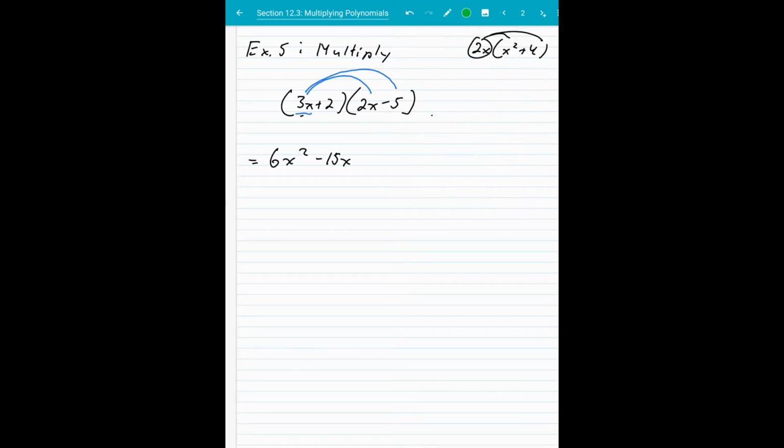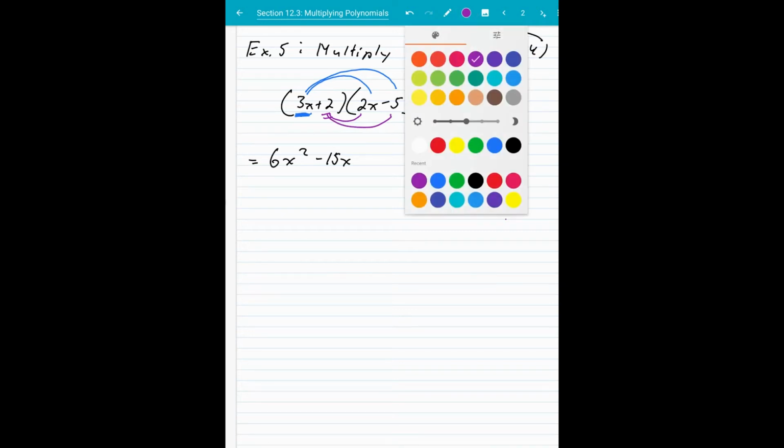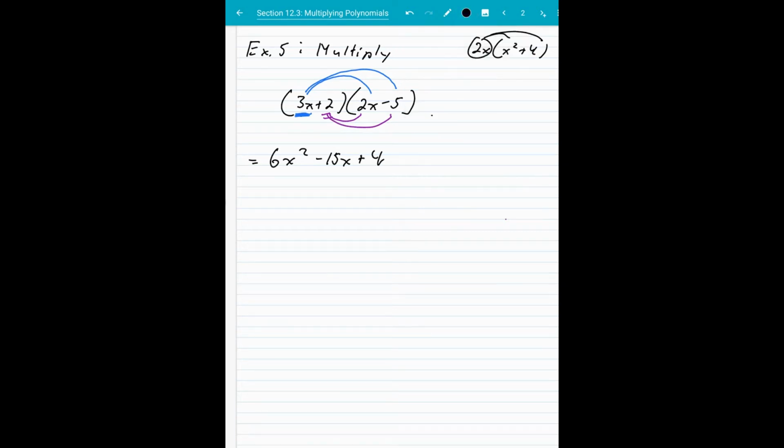Now, since we already distributed this entire thing, this has already been distributed, we need to distribute the next number, which would be this 2. We have to distribute that 2 to everything now. So 2 times 2x makes 4x. 2 times negative 5 makes negative 10.